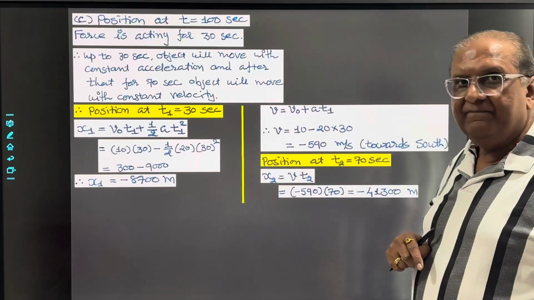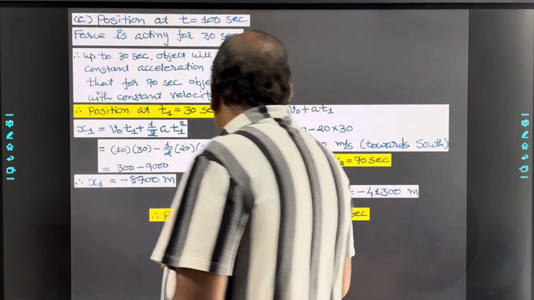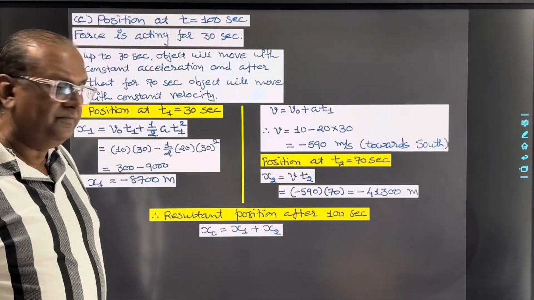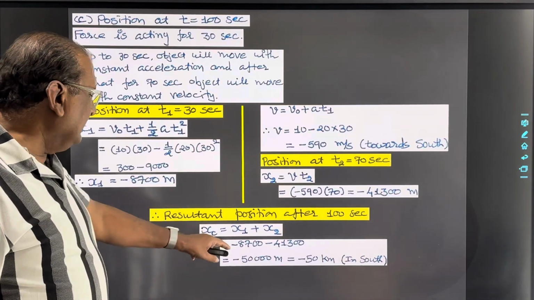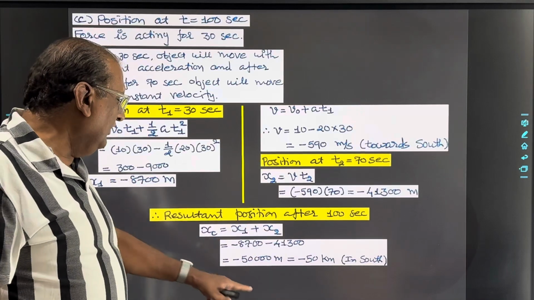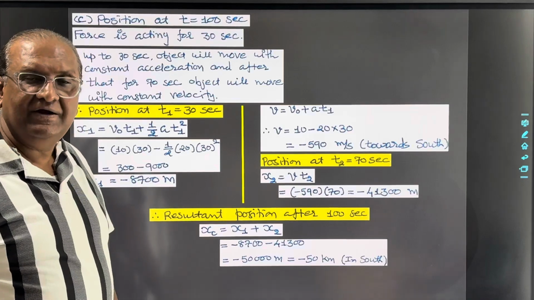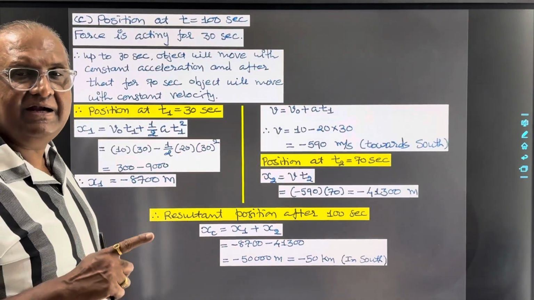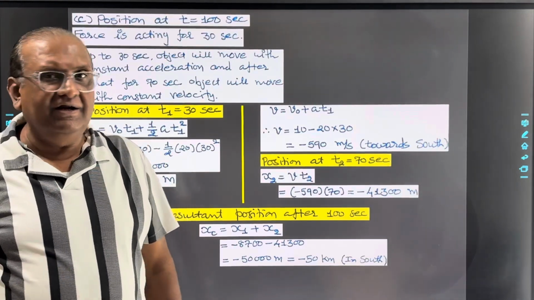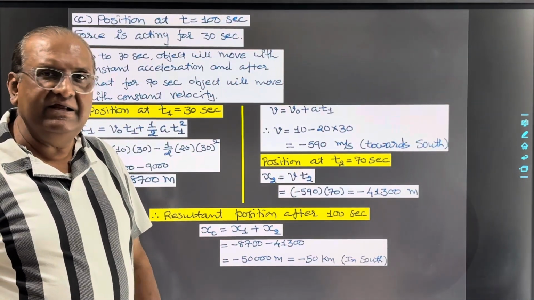41,300 meter, right? So after 100 second, the resultant position will be x1 plus x2, so that is minus 8700 minus 41300, that is minus 50,000 meter, that is minus 50 kilometer. So the body will be at 50 kilometer in south direction after 100 second or at 100 second. Clear to all of you?